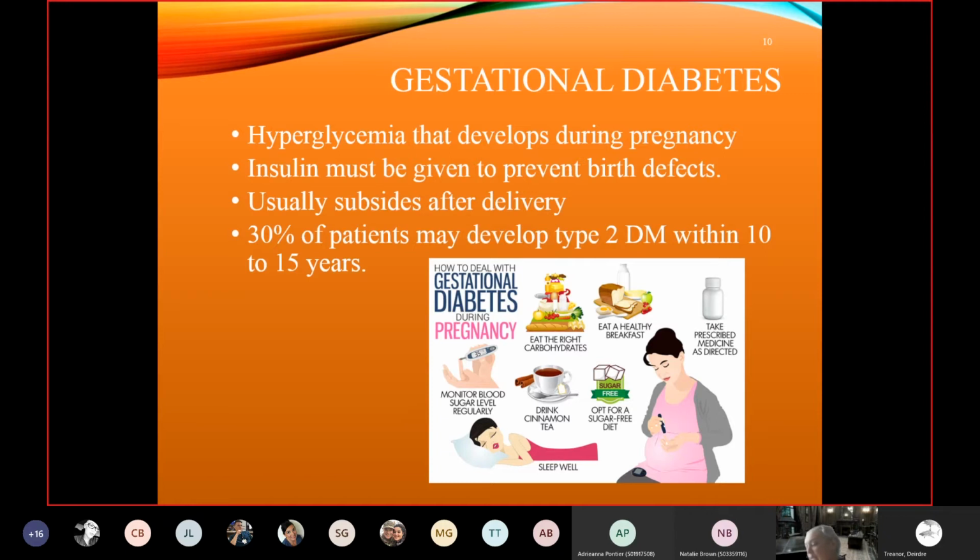So pregnant women get blood glucose screenings. They'll often do a urine. And then they'll also usually have a glucose tolerance test. If a woman has gestational diabetes, she is at higher risk for developing type 2 diabetes later in life.